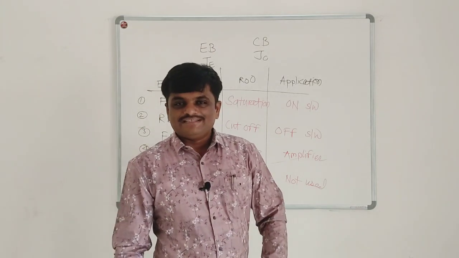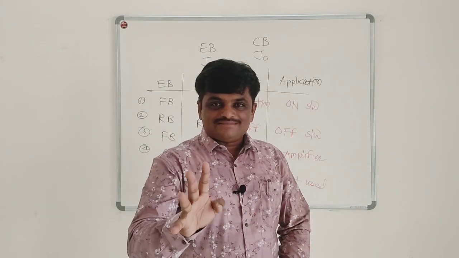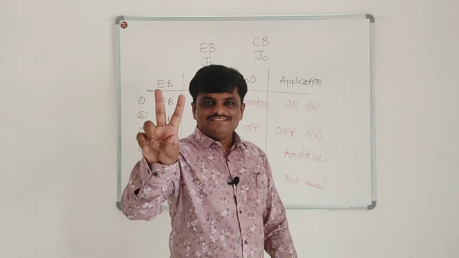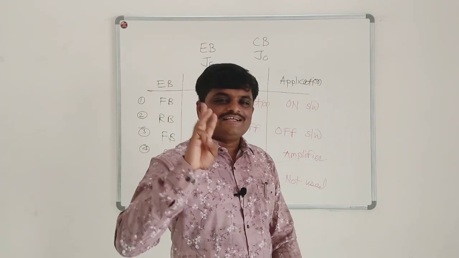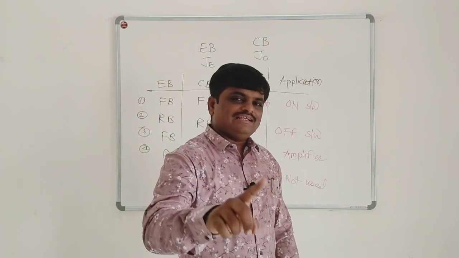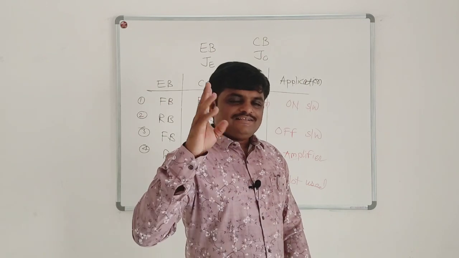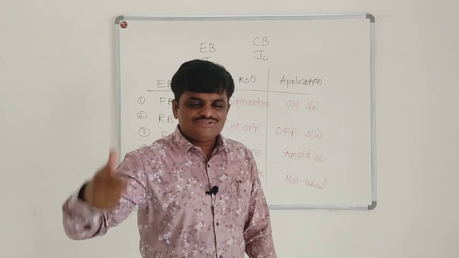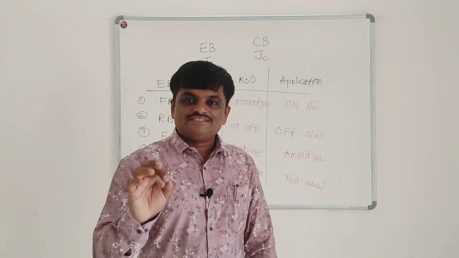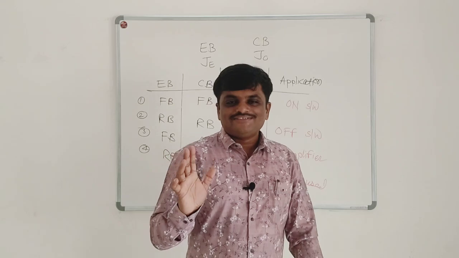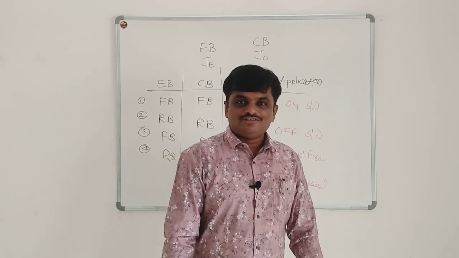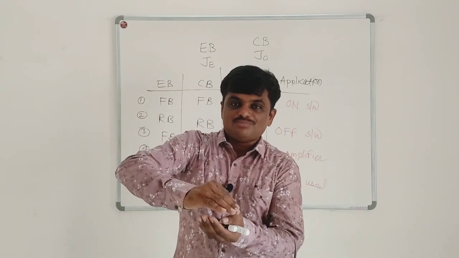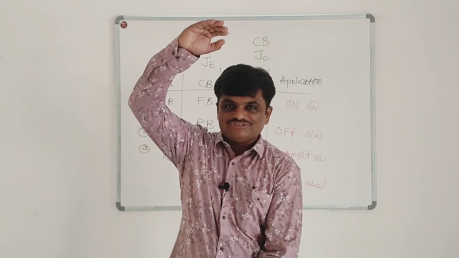So these are the four cases, but out of these four cases we can use only three. Both junctions forward bias, both junctions reverse bias, and third, emitter base forward bias and collector base reverse bias. The regions of operation are saturation, cutoff, and active. In saturation region, transistor acts as an on switch, closed switch. In cutoff region, transistor acts as an open switch, off switch. And in the active region, transistor acts as an amplifier which converts small amplitude signal into large amplitude signal. Thank you.